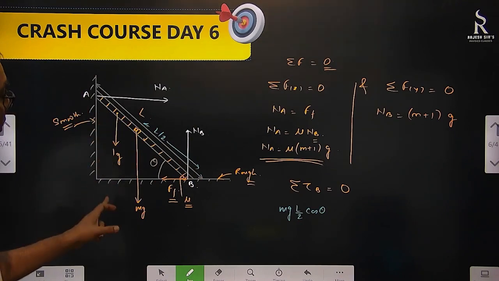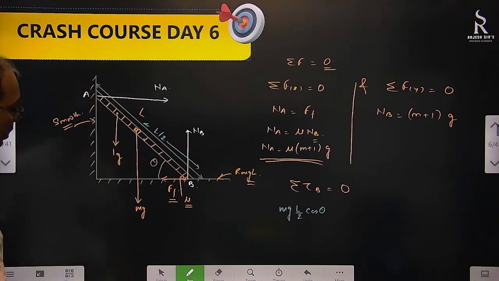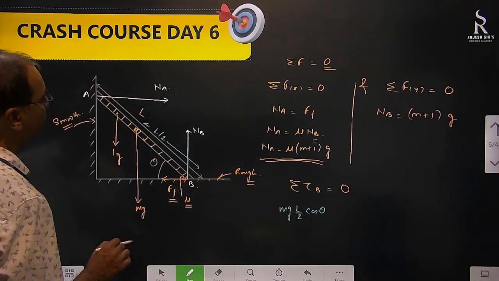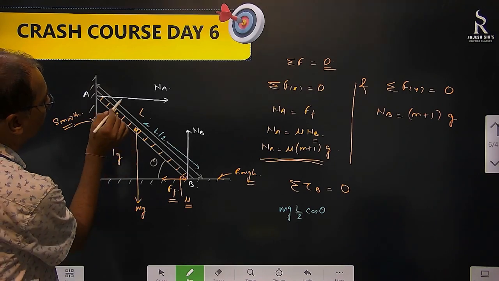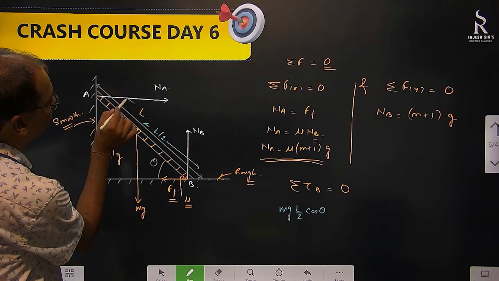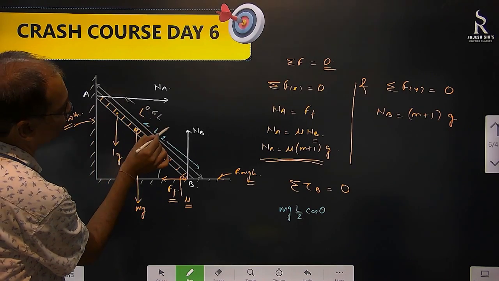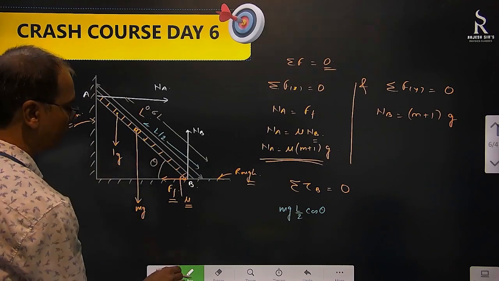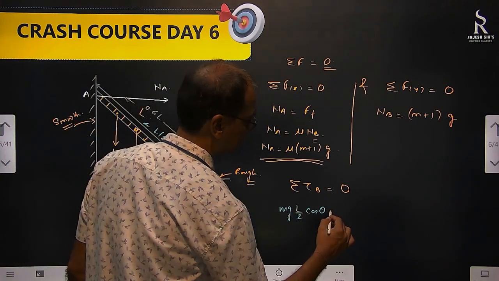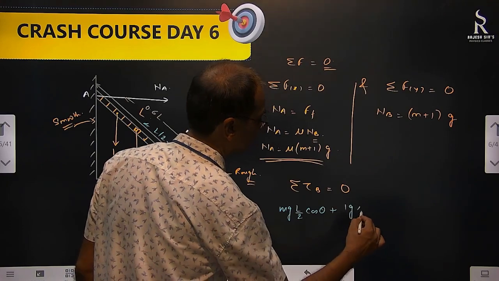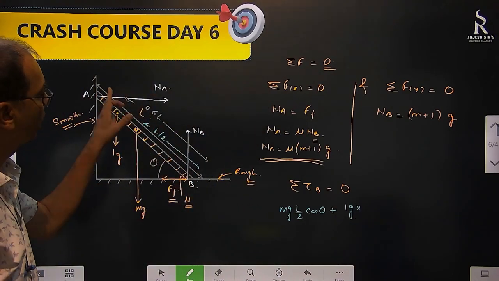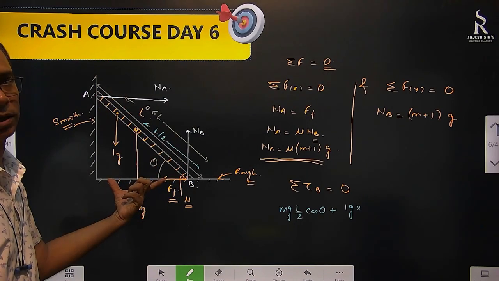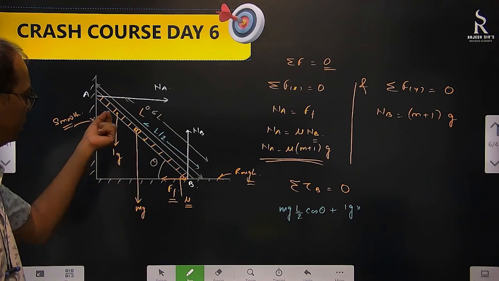Simple. So mg into L by 2 cos theta, plus this 1g is also there. Where is 1g acting? That I have not given you either, so take that also. How much shall we take? 0.6 L, because this is already 0.5. So 1g into 0.6 L, but I don't require this, I require this perpendicular distance, which will be 0.6 L cos theta, exactly like mg.